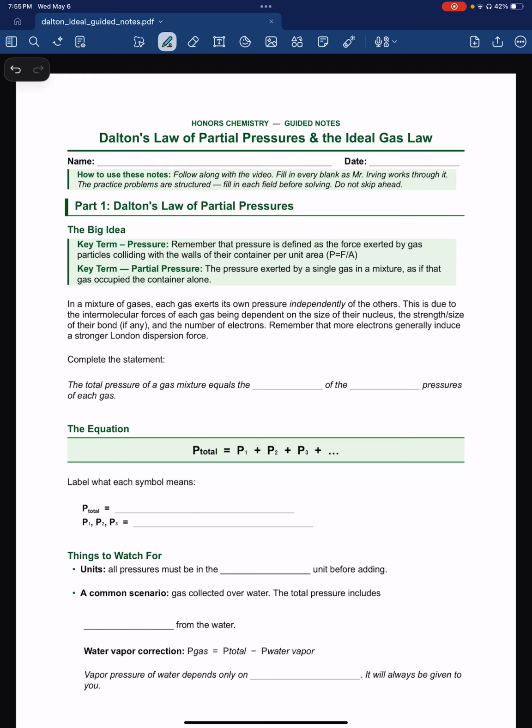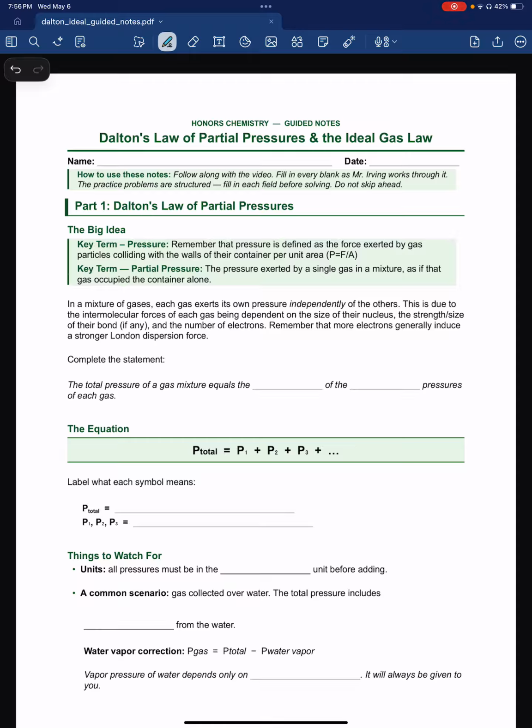But what about the air in the room that we're sitting in, or I guess you're sitting in? It's not just one gas, it's a mixture. It's mostly nitrogen, but it has a little oxygen, a little argon, trace amounts of carbon dioxide. So what happens to pressure when you have multiple gases in the same container? Well, Dalton's answer here is that each gas behaves independently. It exerts its own pressure as if the other gases aren't even there. And we call the pressure that a single gas exerts in a mixture its partial pressure.